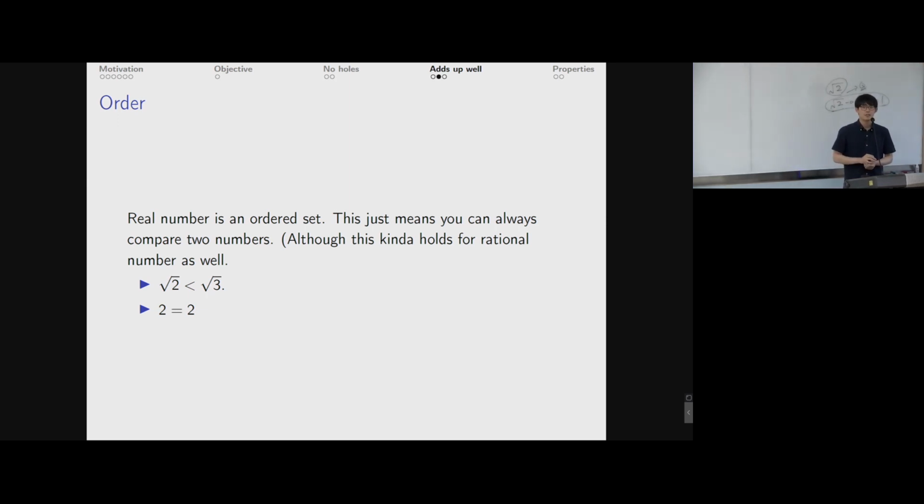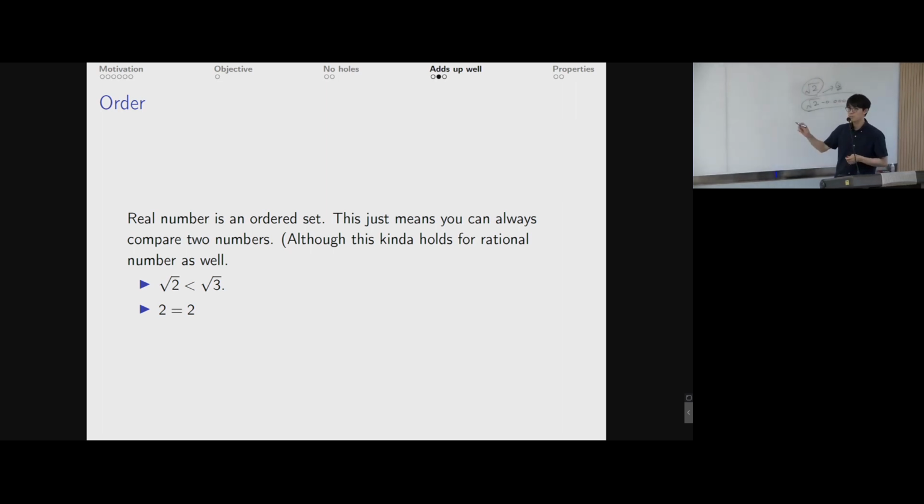But this is also not very specific to the real number system, because systems like integers and rational numbers also have this order system. So I put on a slide, root 2 is bigger than root 3, and 2 is equal to 2. So basically what order means is that if a set is ordered, you can compare every element. So you can always compare them, and it also has a very nice property such as transitivity, which is something like this.